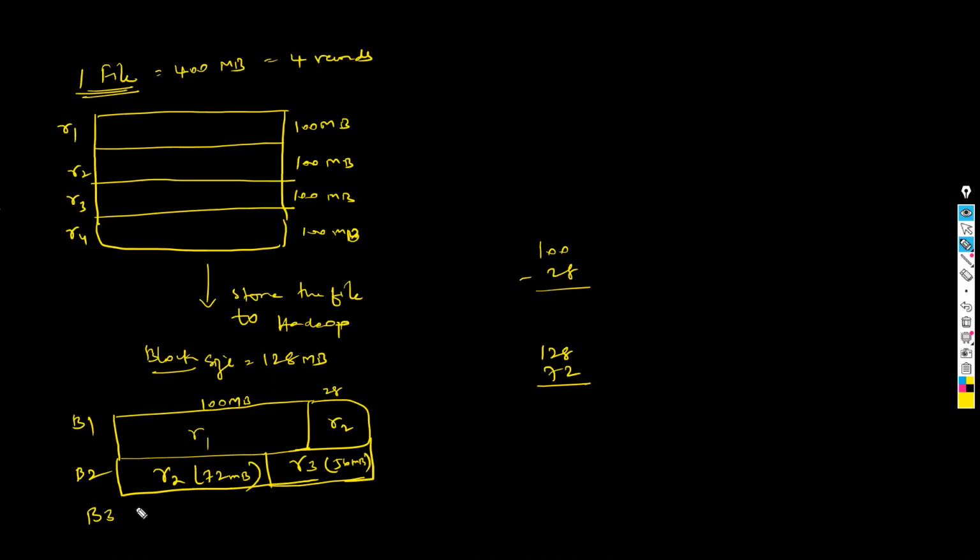So if I take the next block, what is the information left out? 100 MB minus 56, I will have 44 MB. This is R3, 44 MB data is getting stored. Let's assume we are putting it here. So how much is still left out? How much do I need?